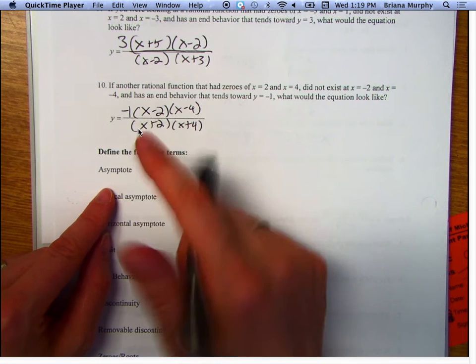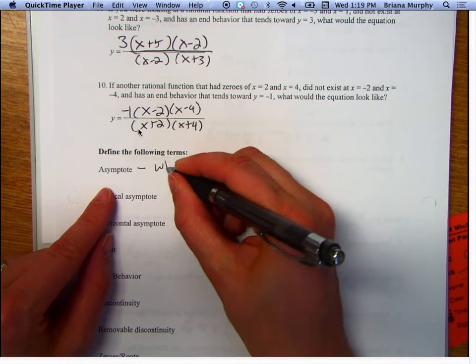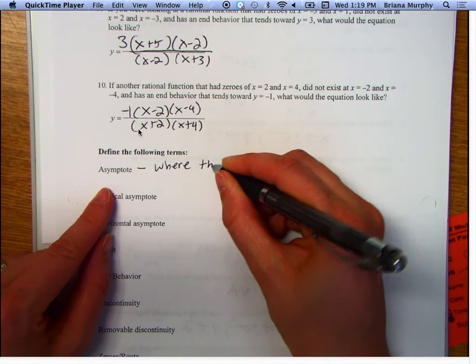Okay? Asymptotes are where the graph can't be.